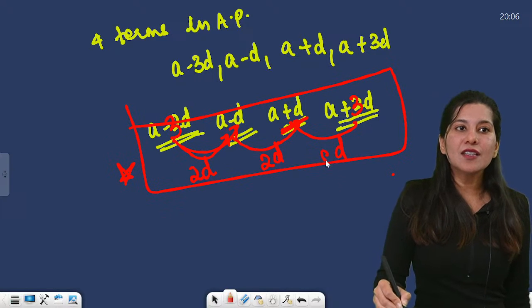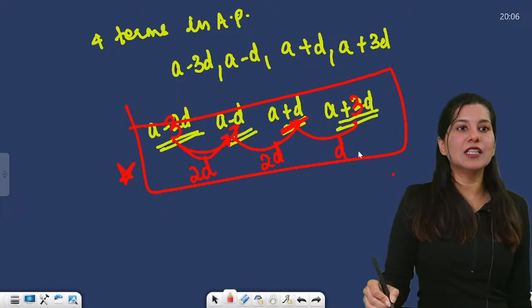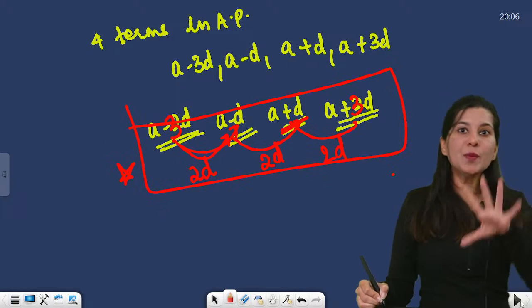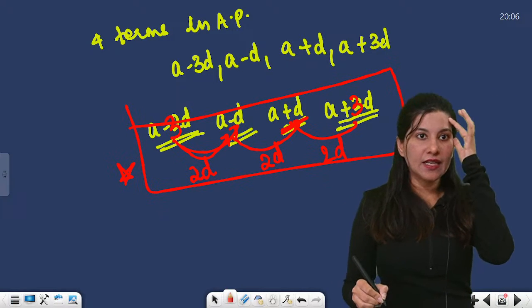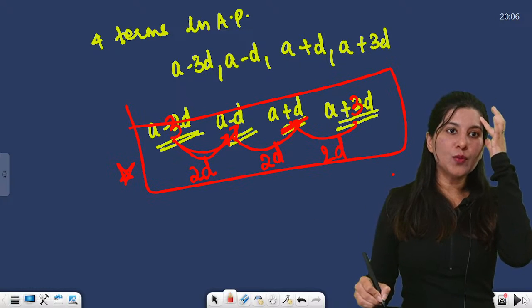And A minus 3D here. So here to here I will need to add 2D, to make the things consistent. I need to do that. Okay, I hope your doubt is clear.